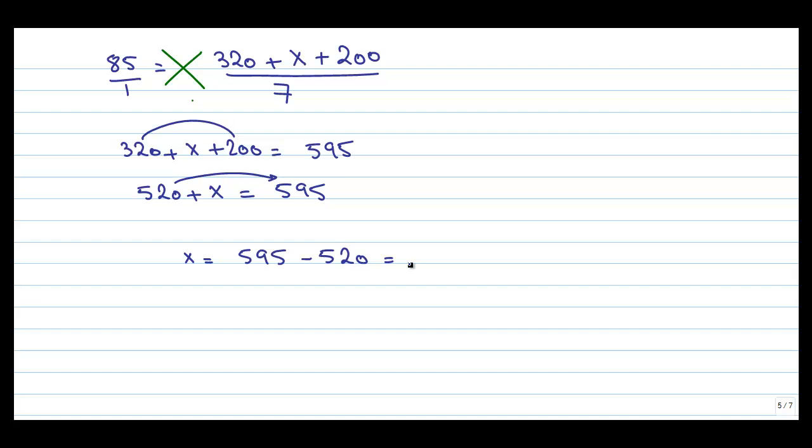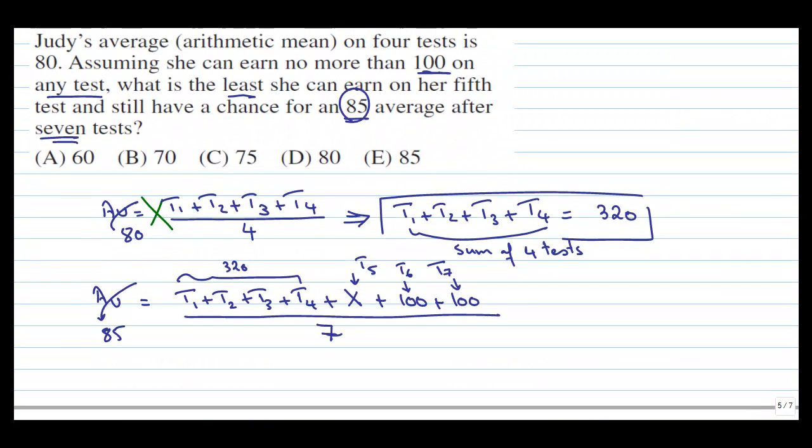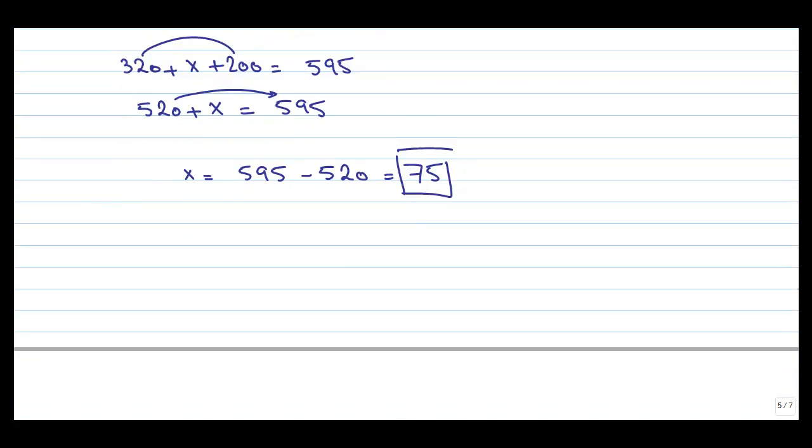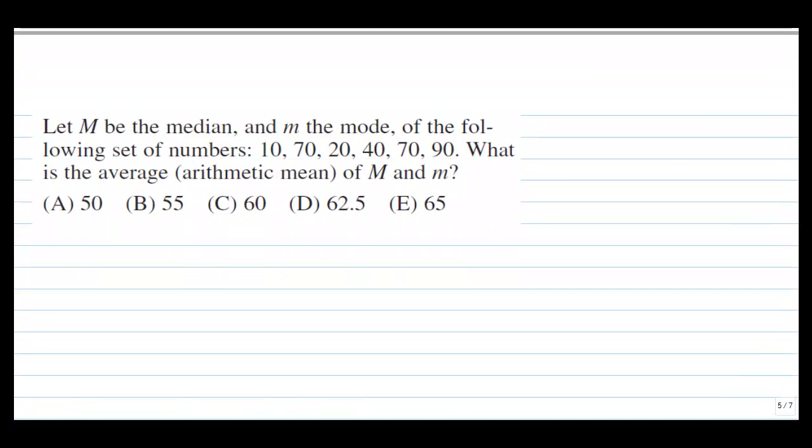So on her 5th test, she must get at least 75 in order for her to end up with an average of 85 in her 7 tests. So the answer is C. Alright, moving on to the next question.